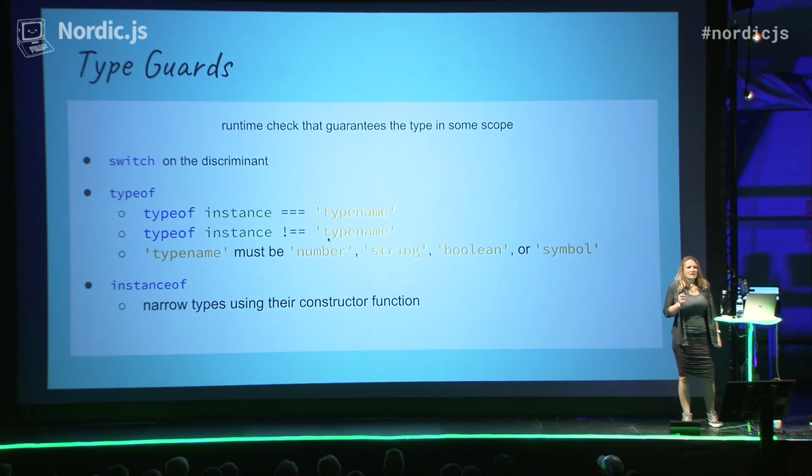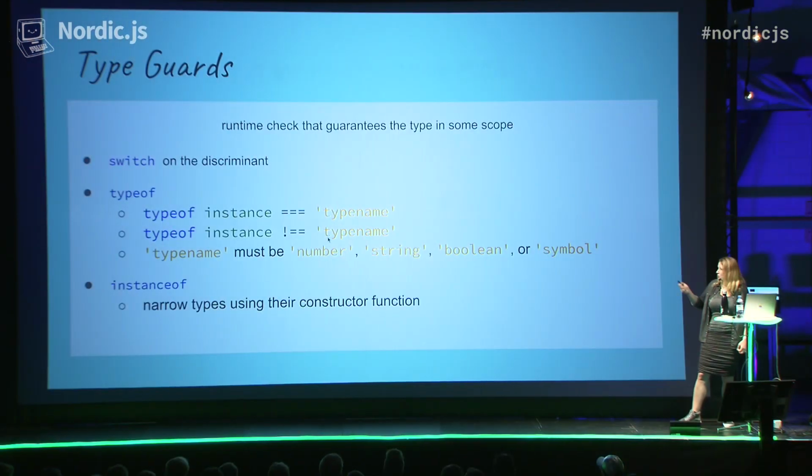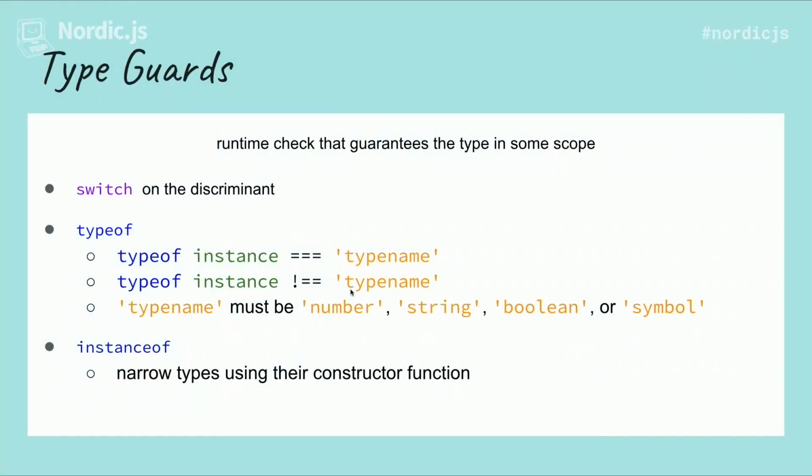A type guard is some expression that performs a runtime check that guarantees the type in some scope. TypeScript will realize that the object must be of the type that has the specific literal and do a type narrowing for you. The different types of type guards are a switch on the discriminant, typeof, where typeof is either equal or not equal to a primitive type name, and then there's instanceof, which narrows types using their constructor function. Most commonly, you'll see that first one, a switch on the discriminant in your reducer functions.